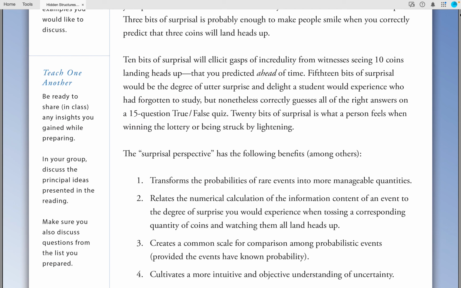The surprisal perspective has the following benefits, among others. 1. It transforms the probabilities of rare events into more manageable quantities. 2. It relates the numerical calculation of the information content of an event to the degree of surprise you would experience when tossing a corresponding quantity of coins and watching them all land heads up. 3. It creates a common scale for comparison among probabilistic events, provided the events have known probability. 4. It cultivates a more intuitive and objective understanding of uncertainty.